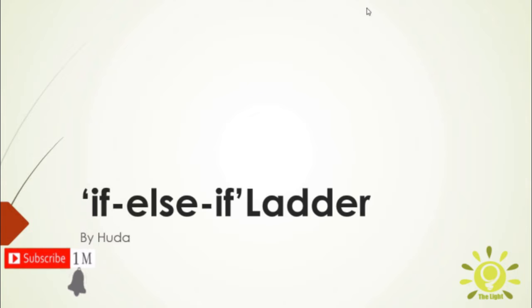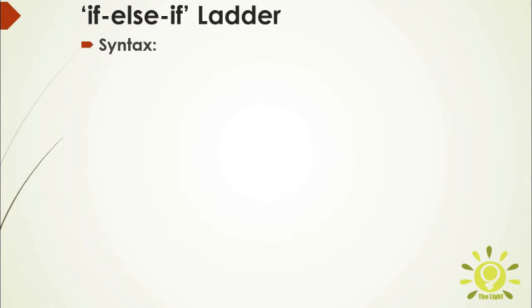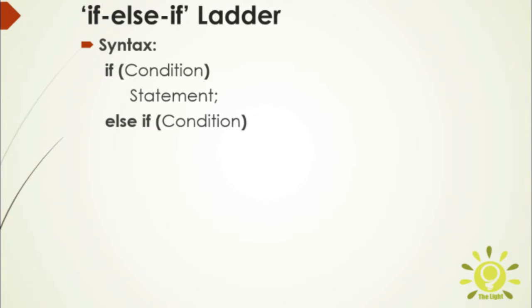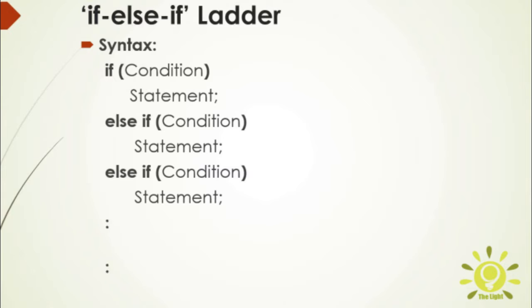First of all, if-else-if ladder is basically based upon a sequence of nested ifs. So first we discuss the syntax of if-else-if ladder. First we use the if keyword and then condition, statement, then else if, condition and then statement. If you have more than one statement, then write it in delimiters, that is, in curly braces, and then else if, condition, statement, and so on, else and then statement.